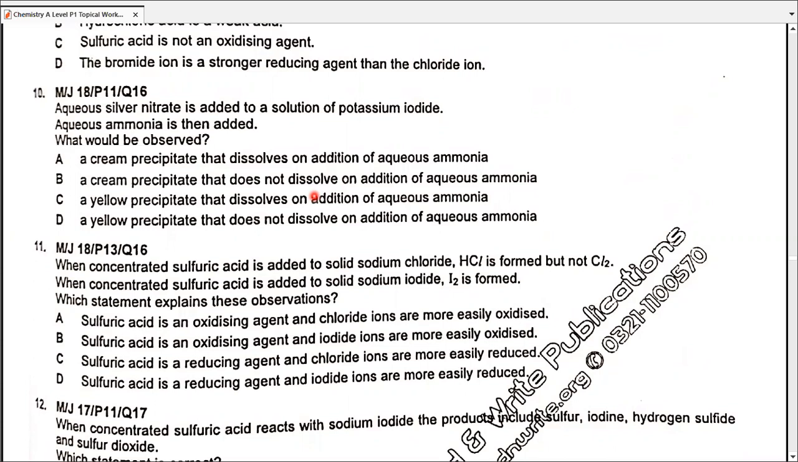11. When concentrated sulfuric acid is added to solid sodium chloride, HCl is formed but not chlorine. When concentrated sulfuric acid is added to solid sodium iodide, I2 is formed. Which statement explains these observations?